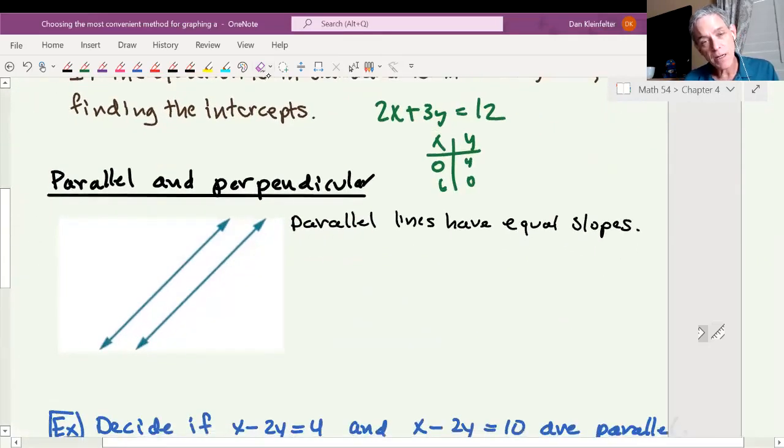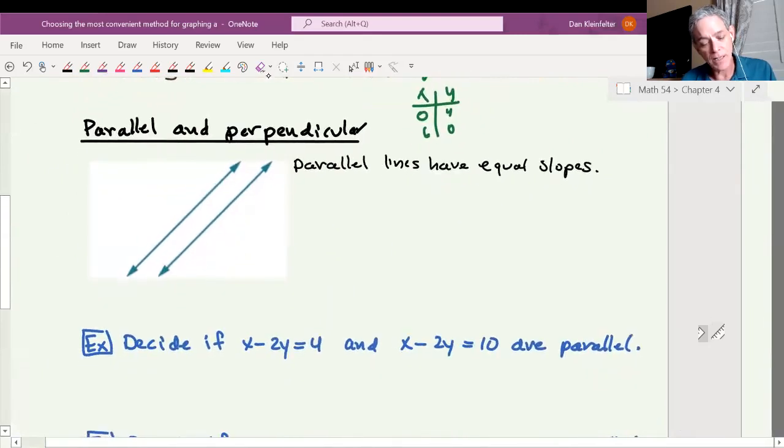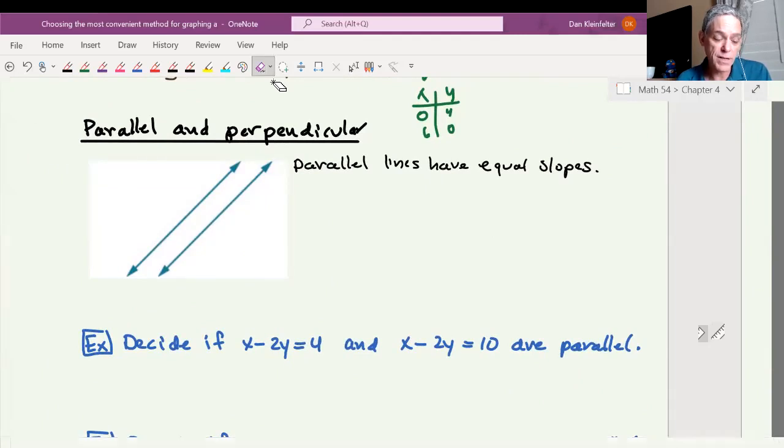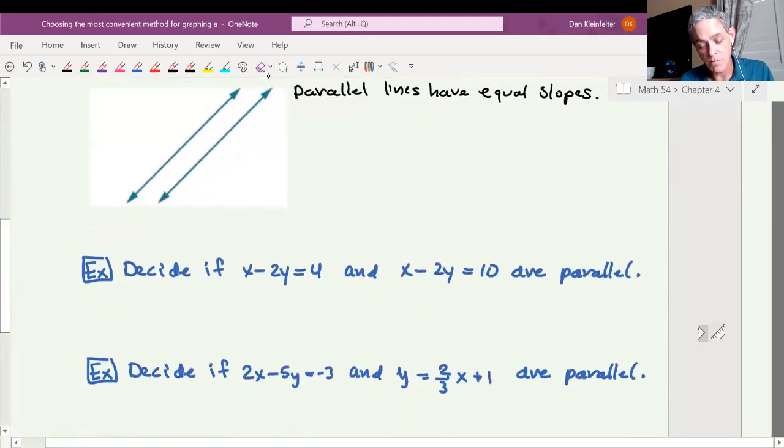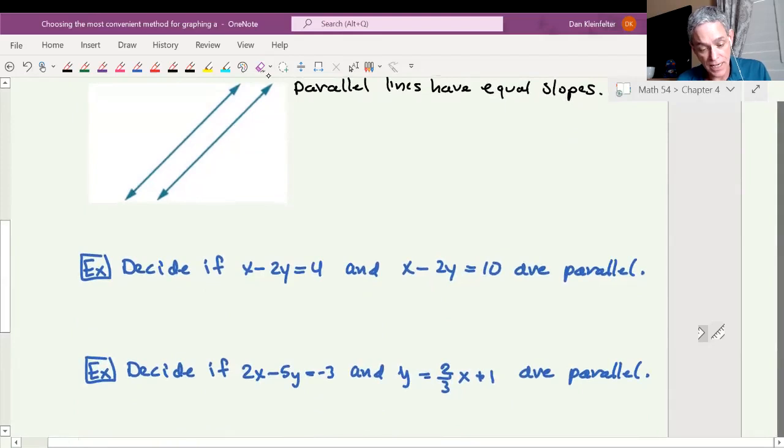Okay, the next part is on parallel and perpendicular lines. Parallel is the easiest, so we're going to start there. Parallel lines, I'm going to assume everybody knows what that means. They look like that. They point in the same direction. Since slope is a measure of direction, the key fact is that parallel lines have equal slopes.